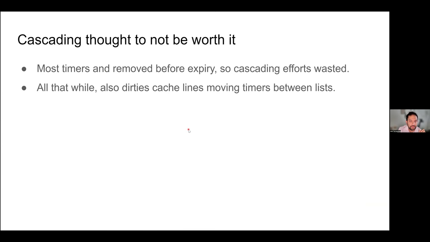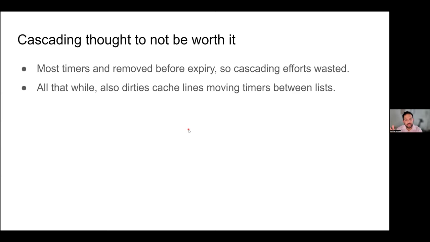And the reason for that is because of an observation by Thomas Gleixner, who is actually one of the guys who wrote most of the timer implementation in the kernel. A lot of people wrote a lot of code, but he's one of the top contributors. He found that cascading is not worth it because most timers are removed before they expire.